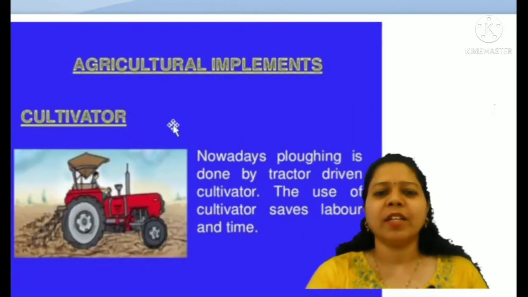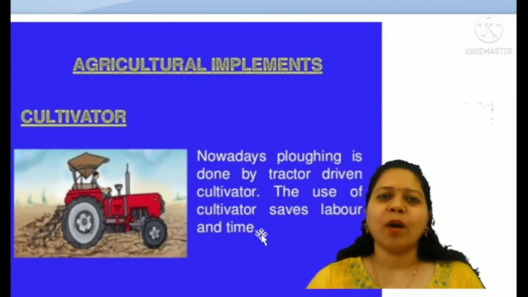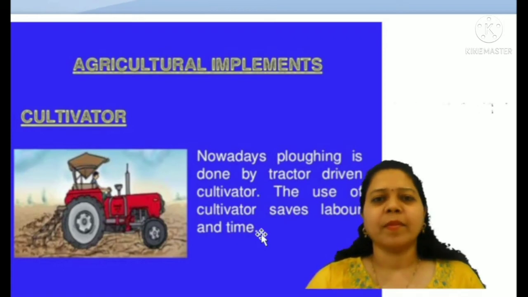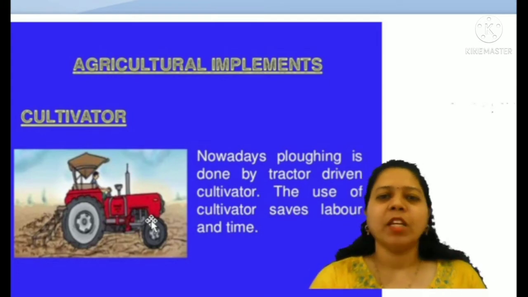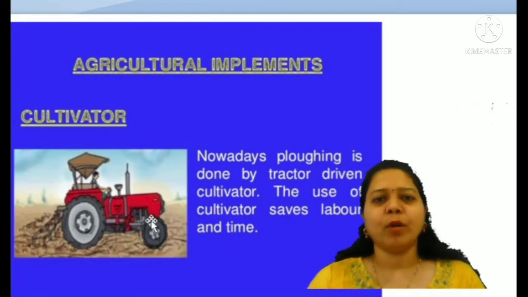Next tool is a cultivator. Nowadays ploughing is done by a tractor-driven cultivator, and the use of a cultivator saves labor and time. Because of advanced technology, we use this cultivator connected to the tractor, and we are able to save labor energy as well as time. In less time, we can prepare more soil as compared to labor.